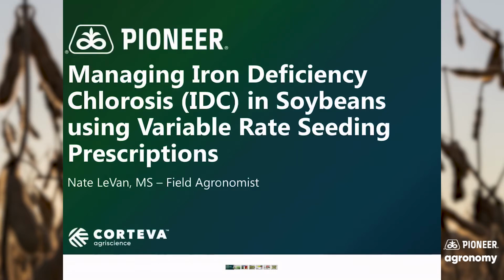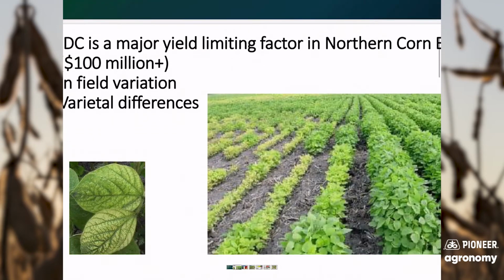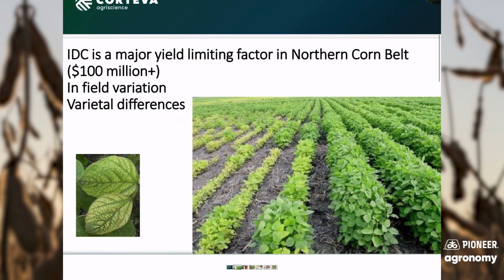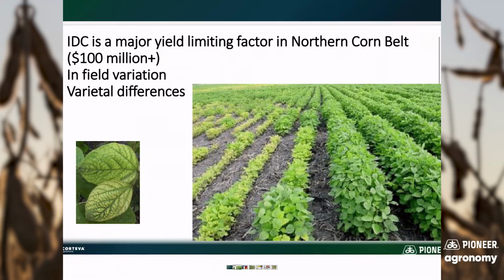I wanted to hit on the topic of using variable rate seeding prescriptions in soybeans to combat and manage iron deficiency chlorosis. Now, those of you that grow soybeans in the northern Corn Belt know that this can be a major yield limiting factor, and some estimates say up to $100 million is lost year over year in the northern Corn Belt due to iron deficiency chlorosis. A lot of that's due to in-field variation and really trying to get consistent results, and knowing that there's varietal differences is also a piece to the puzzle.